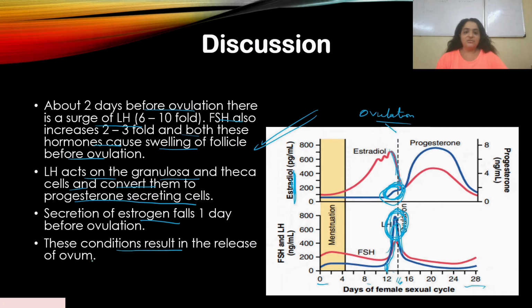Now, this condition results in the release of the ovum. That is when ovulation happens. So these factors are very important. The LH surge and FSH surge cause the swelling of the follicle. The LH surge has converted the granulosa and theca cells into progesterone secreting cells. At the same time, estradiol has dropped one day before ovulation, and then these conditions allow the release of the oocyte into the fallopian tube, out of the ovary, and that's what is ovulation.